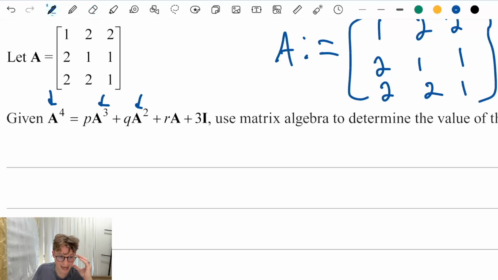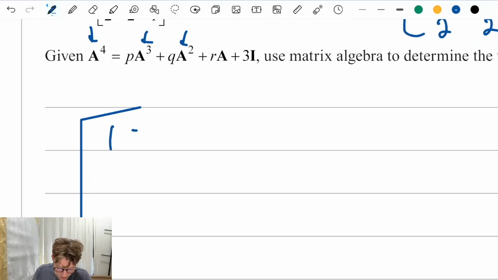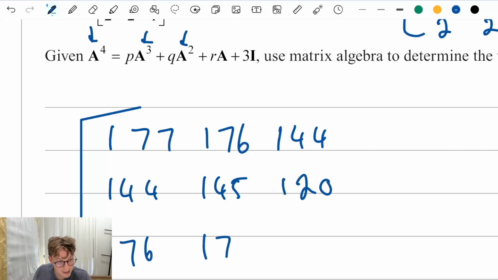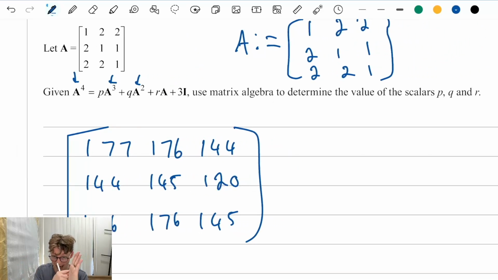If I put in A to the power of 4, I wind up with an answer. I'm going to make that bracket a little bit better. Actually, I can use this. This will make it perfect. Well, we tried. It's better than I wrote before. I get 177, 176, 144. I get 144, 145, 120. I get 176, 176, 145. That is the answer for A to the power of 4. So I set A, then I literally type in A, power of 4, enter, I get this answer.